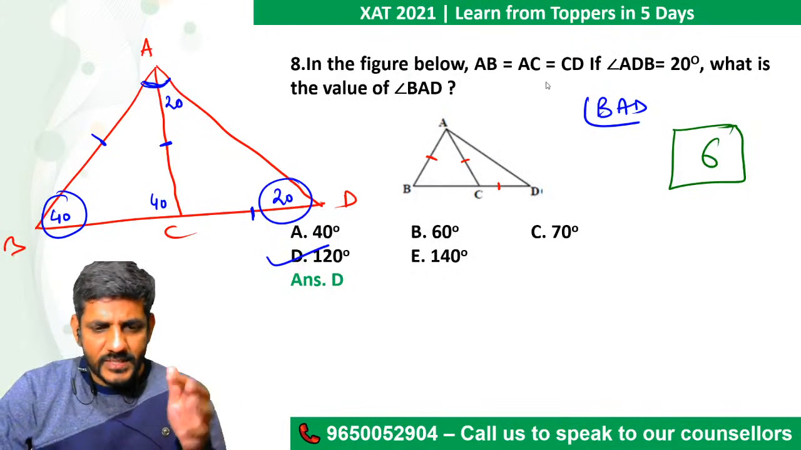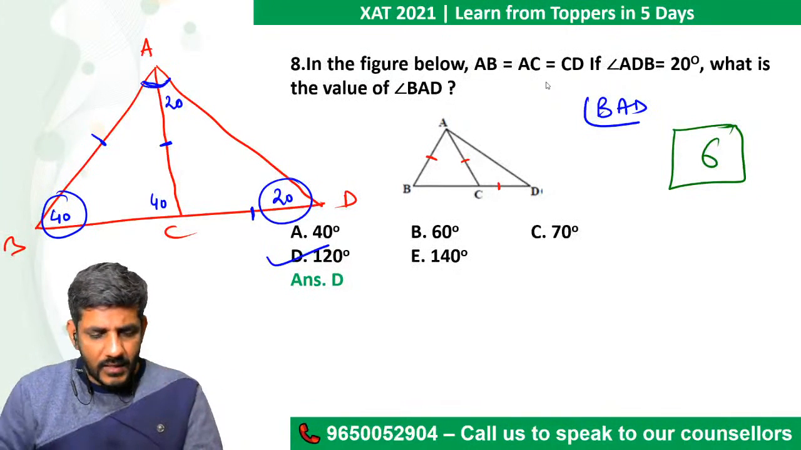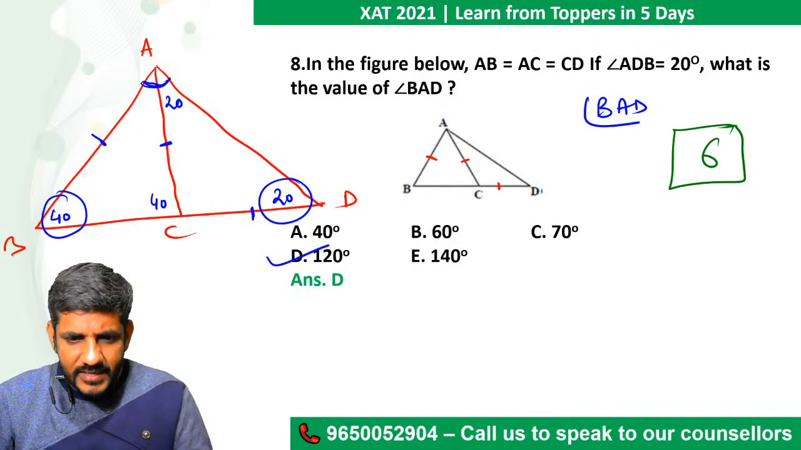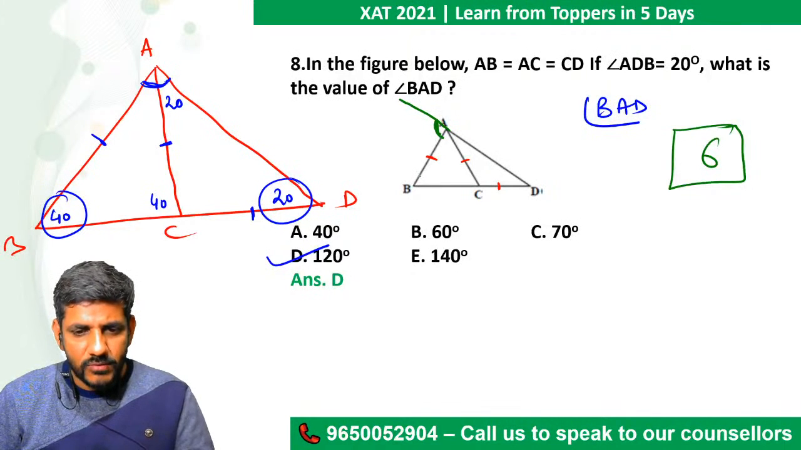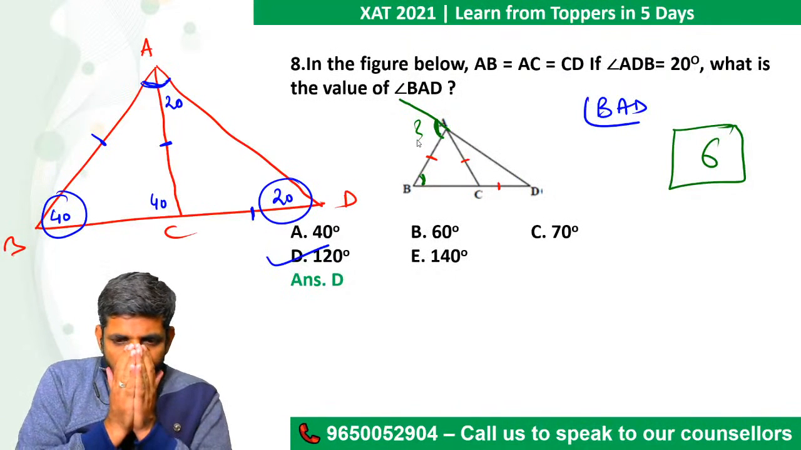I mean, such a question has appeared in CAT as well. Absolutely, exactly the same. थोड़ा सा उसमें difference था. वो ये था that they just extended this line and they gave this angle, right? And they asked about this angle. Rather than giving this angle, they gave that angle. बस ये difference था. बाकी absolutely same question.